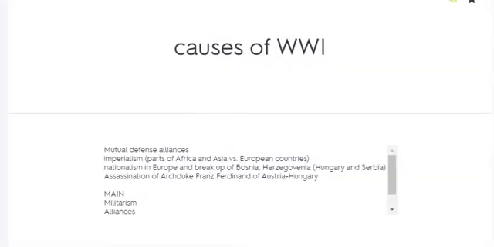Causes of WWI. Mutual defense alliances, imperialism, nationalism in Europe and the breakup of Bosnia-Herzegovina, assassination of Archduke Franz Ferdinand of Austria-Hungary. In short: militarism, alliances, imperialism, nationalism.